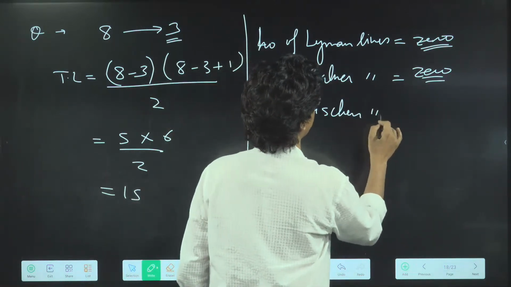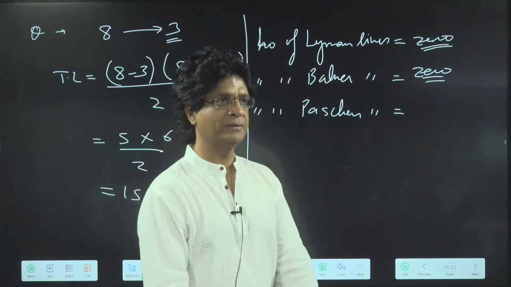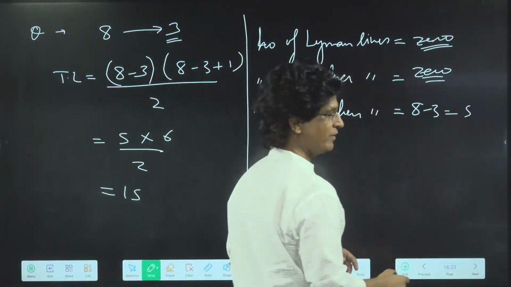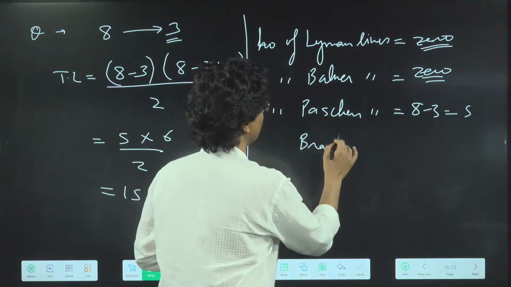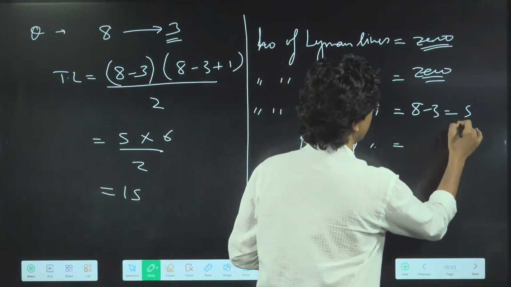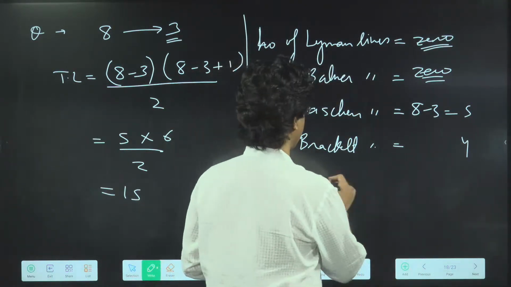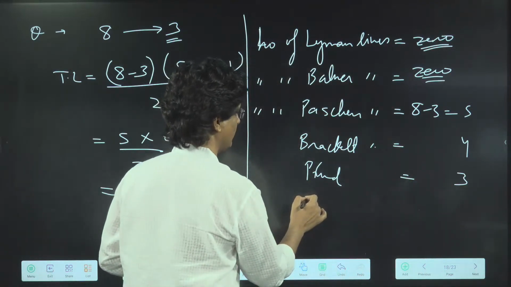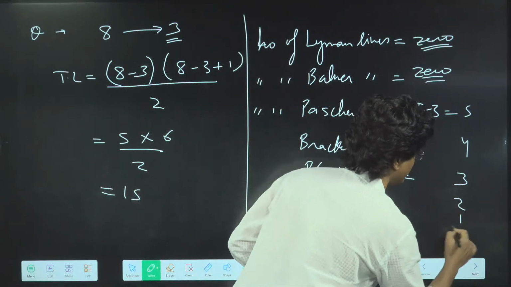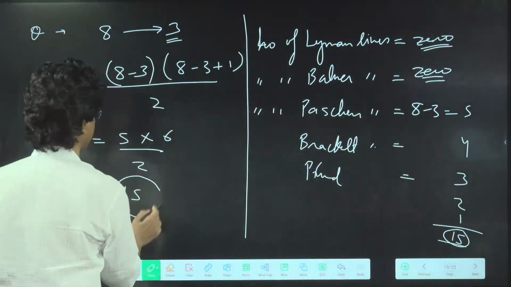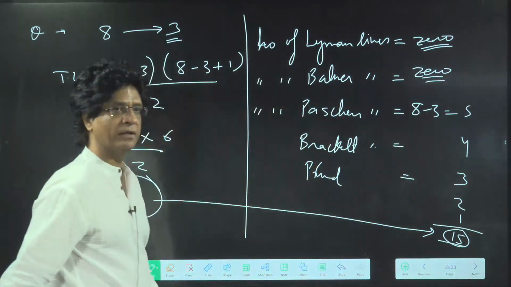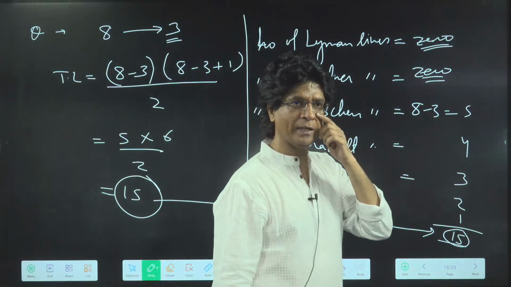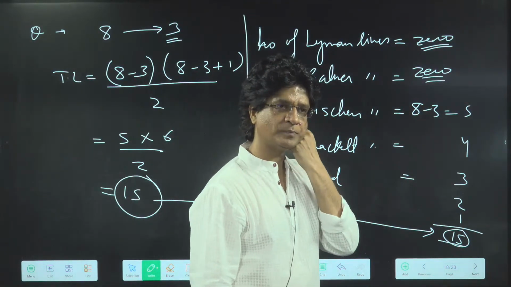Now, number of Paschen lines. Come on, everyone. It will be 8 minus 3, which is 5. And the number of Brackett lines will be just one less, 4. And Pfund lines, 3. And then 2, 1. Total will become 15. Total lines are 15 only. Remember that. Every line will be one less going downward.